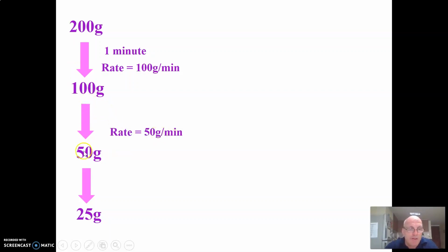So how long is this going to take? To go from 100 down to 50 at this rate, it's going to take the same amount of time, isn't it? 1 minute. Now, the rate is going to halve again to 25 grams per minute. And since the amount is halved, the rate will halve. So how long will it take to go from 50 to 25 at this rate? The answer is 1 minute. So what we've discovered is for a first order reaction, the half-life is constant regardless of the amount you start with. The half-life, the time taken for the amount to halve, is constant.